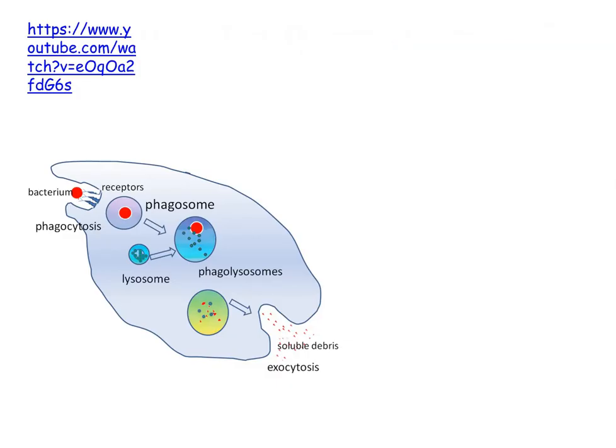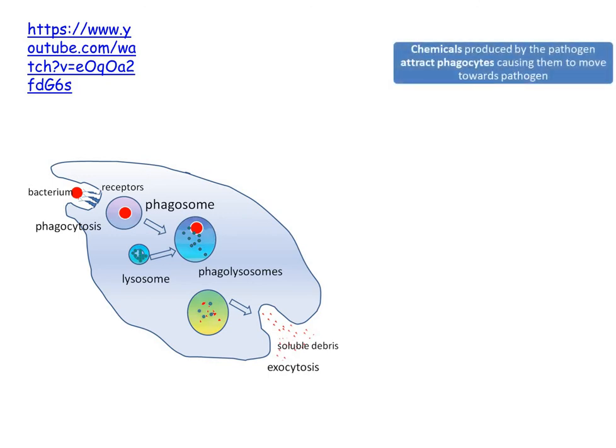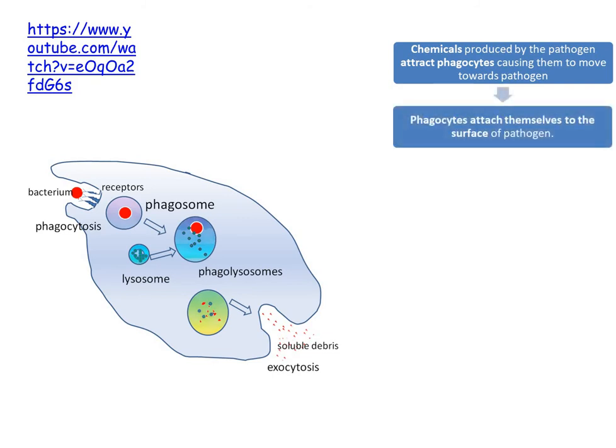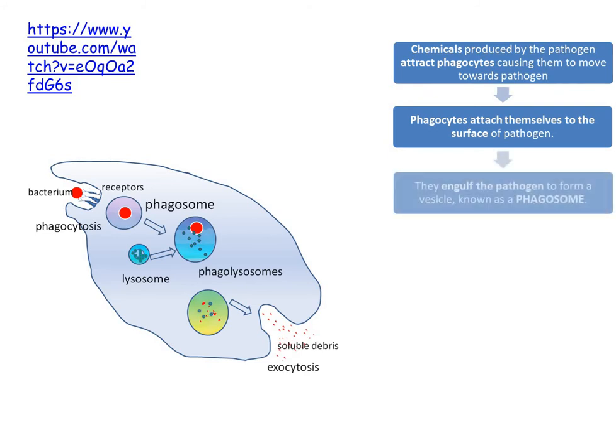So we've done the barriers to defences, we now look at phagocytosis. The first thing that happens with phagocytosis is chemicals produced by the pathogen actually attract the phagocyte towards them, to move them towards the pathogen. Phagocytes attach themselves to the surface of the pathogen. They then engulf the pathogen to form something called a phagosome. So they form like a little capsule with the pathogen inside called a phagosome.